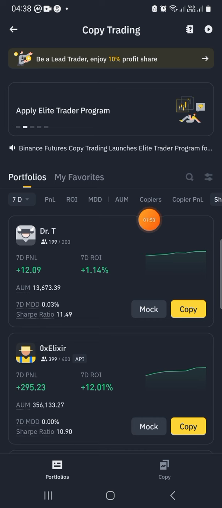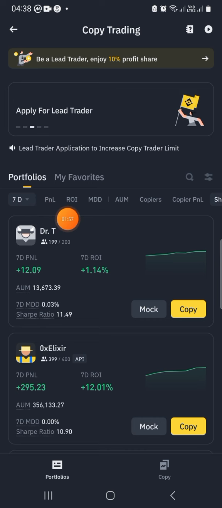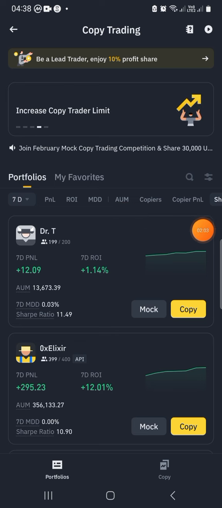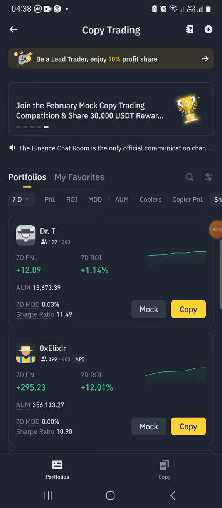We have the P&L, that's the first one, profit and loss. We have the return on investment. We have the maximum drawdown. We have the assets under management. We have the copiers, the copier P&L, and the Sharpe ratio. So we're going to go through all of that, how to make a decision on which lead trader to copy.